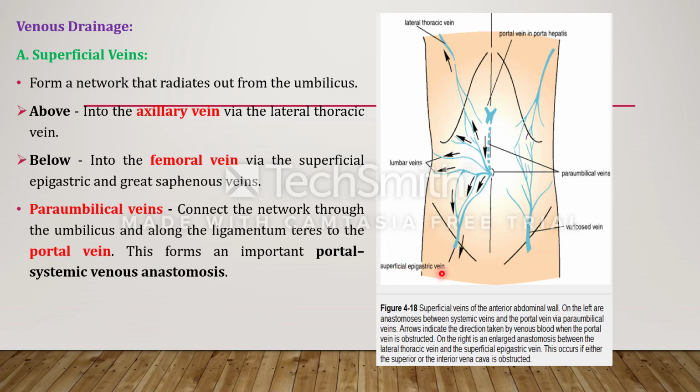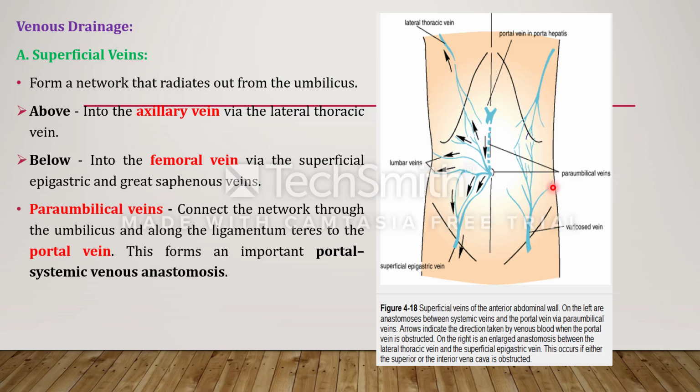will drain into the superficial epigastric vein. Through this superficial epigastric vein, it will be drained into the femoral vein. Okay, and the superficial epigastric can drain into the great saphenous vein, and the great saphenous vein will ultimately drain into the femoral vein. Again, I will repeat, this is the umbilicus, this is the watershed line.